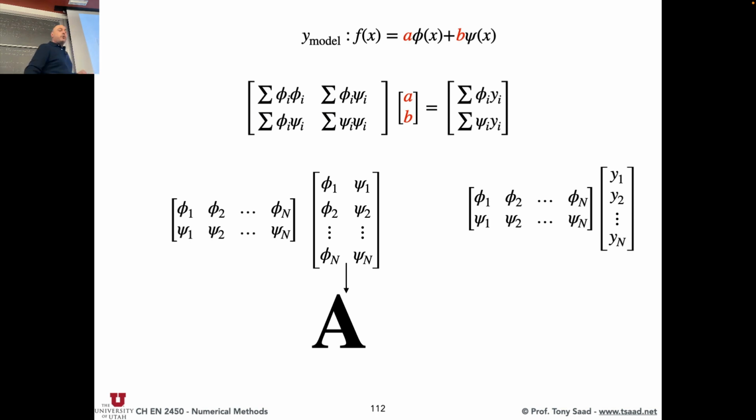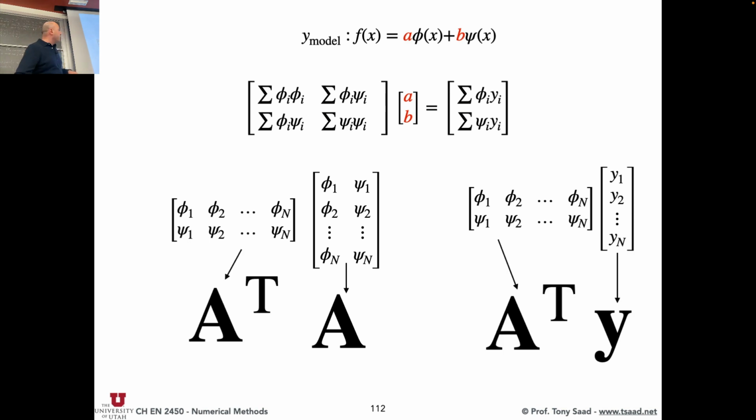Now, when you think about this, this is A. If you call this A, and you call that vector Y, then the other two matrices are simply the transpose of A, right? So this is A, and the transpose of A is you just flip it around. And then your vector of unknowns, call it alpha.